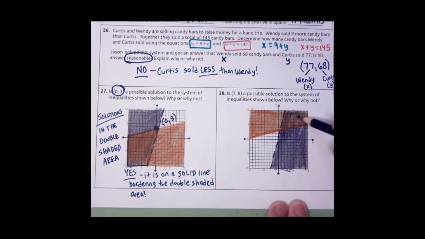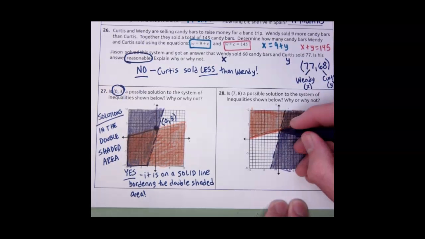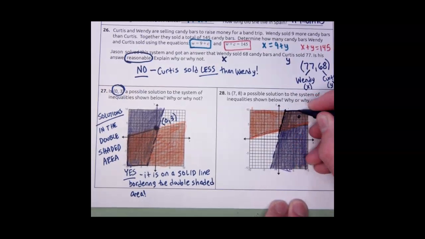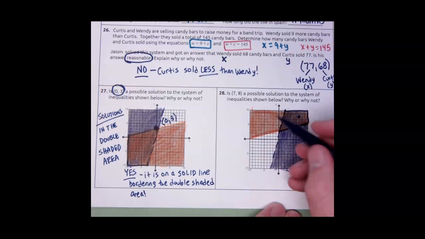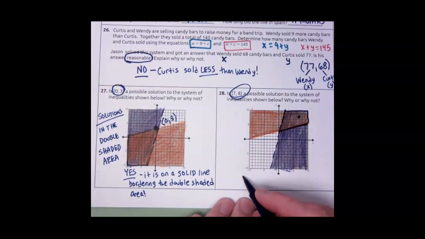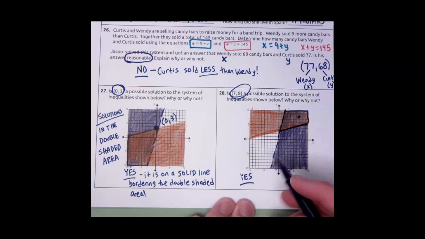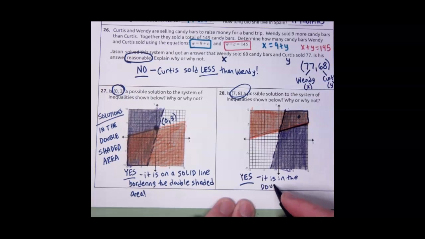Okay, so is that point in the double shaded area? Well, my double shaded area is right here. So yes, it is in the double shaded area. So is (7, 8) a solution? Yes. It is in the double shaded area.